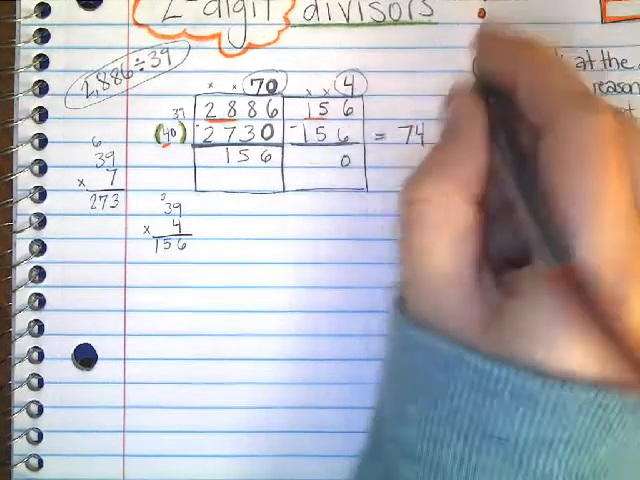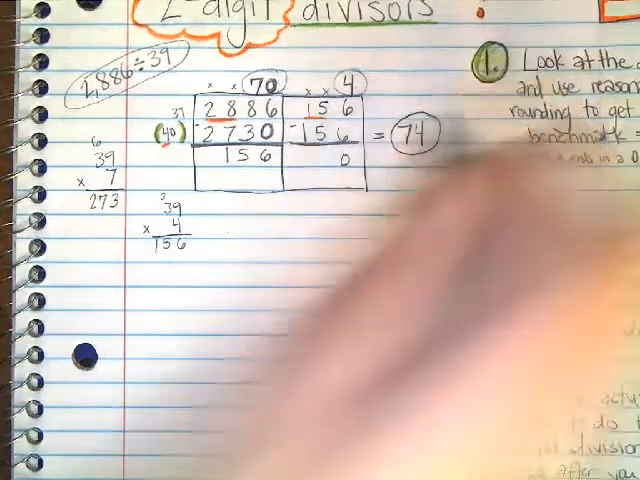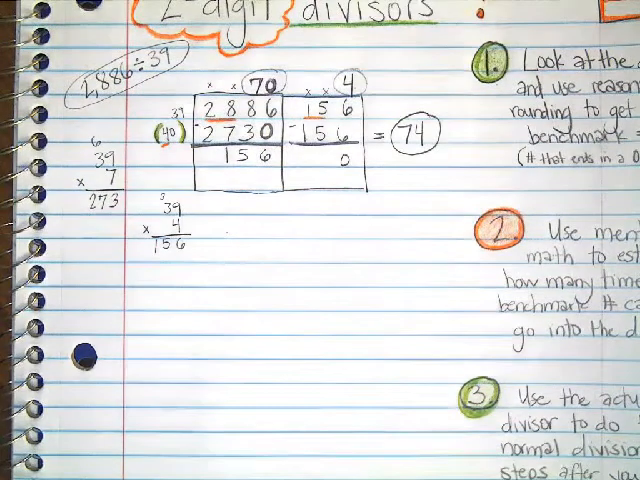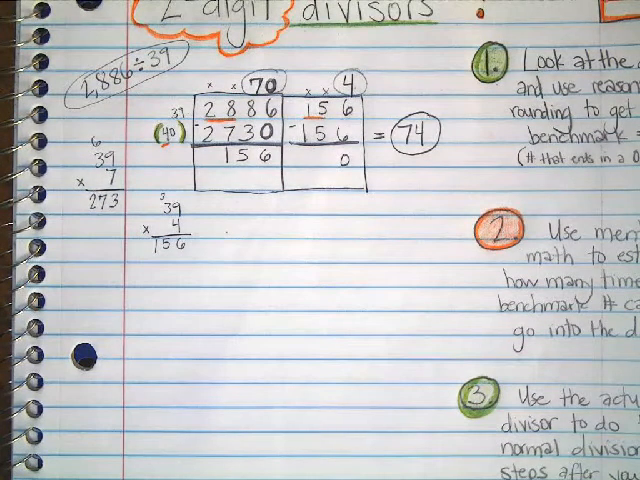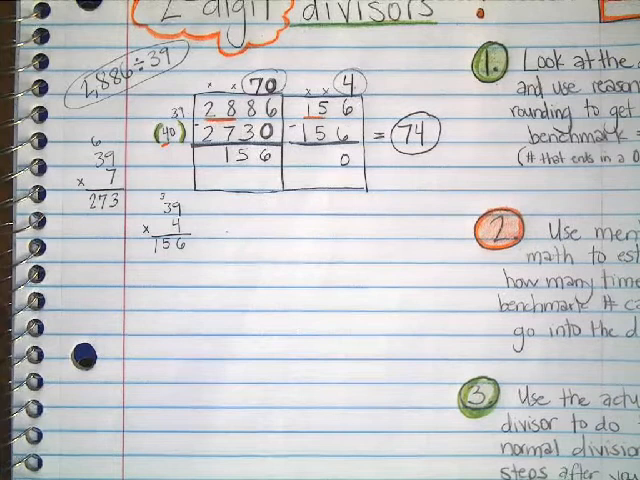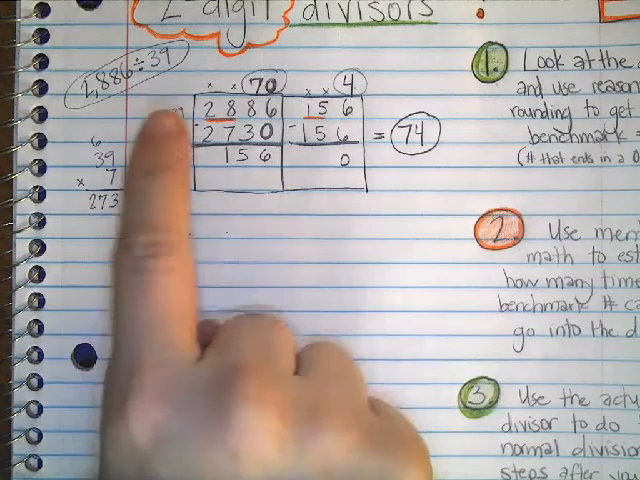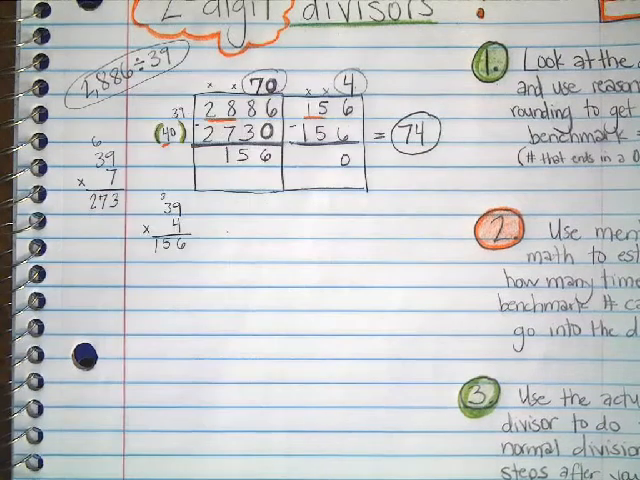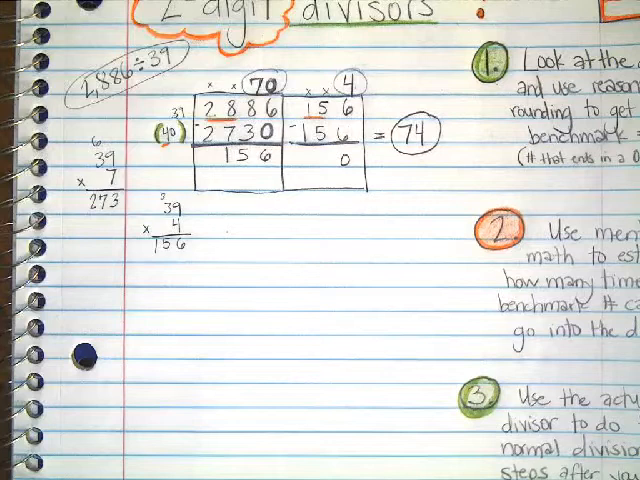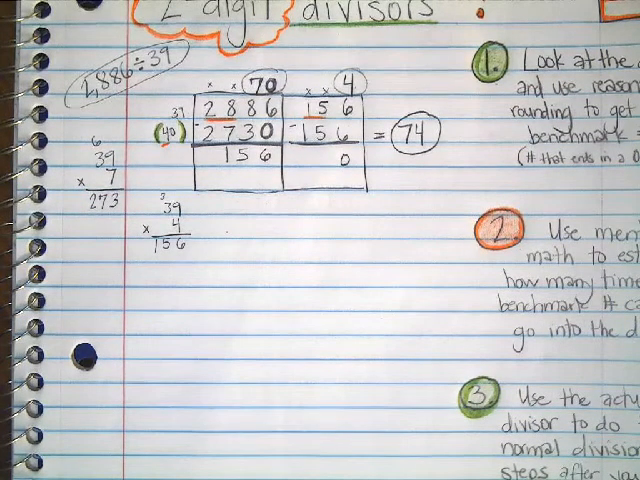So my answer is what, everybody? 74. Okay, how'd you do with that first one? Do you know how I could check to see if this is correct? I would take my quotient, which is 74, and multiply it by my divisor, which is 39, and I would get 2886. I would get my original dividend. So quotient times divisor should give you your original dividend.